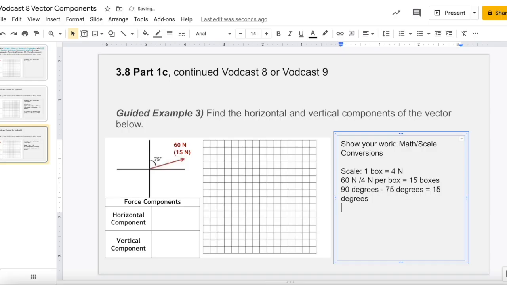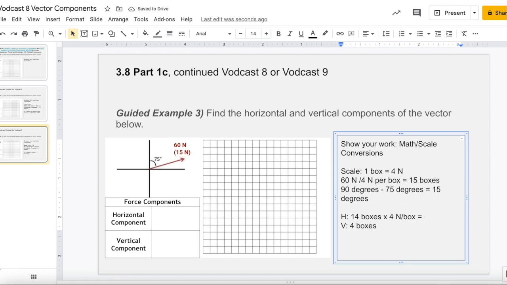Okay, so my horizontal component was 14. My vertical was 4. Ooh, but that's actually not newtons. Make sure that's boxes. And remember that each box represents 4 newtons. So what I'm going to need to do is multiply by 4 newtons per box.